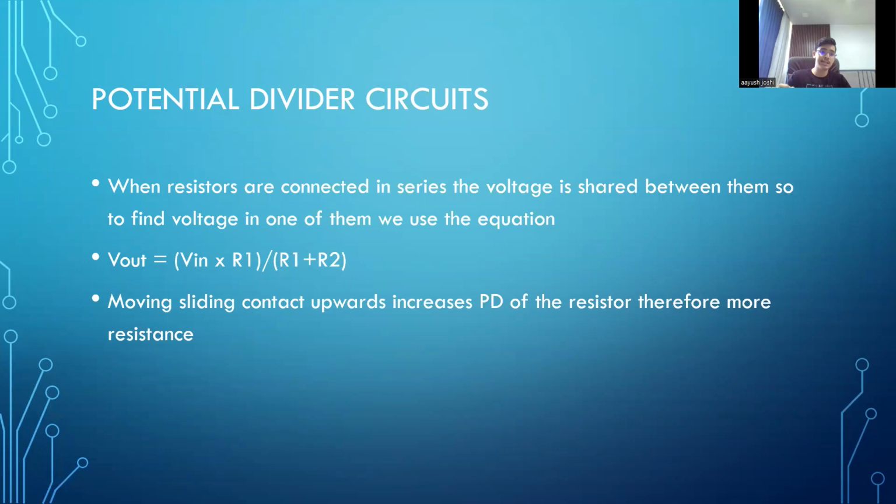If you move it upwards, there is higher resistance because a larger piece of wire is being covered, or a larger part is being resisted. But if you move it downwards, there is very little resistance because the current can easily flow through.